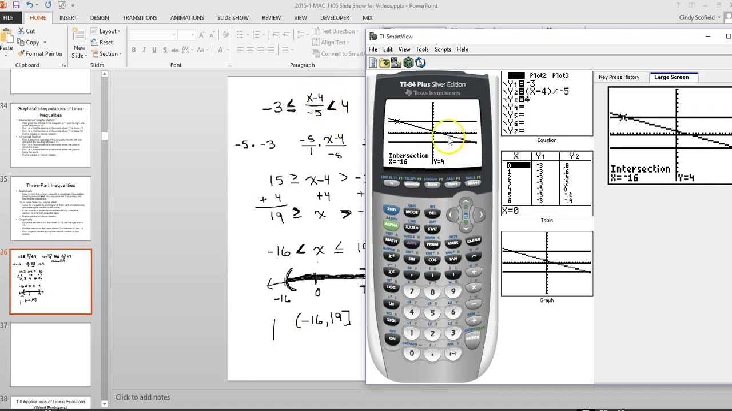The x minus 4 over negative 5, that's this line. And I'm just trying to see where it is sandwiched between the negative 3 and the 4. The negative 3 is this line, the 4 is that line. It's sandwiched in between from negative 16 to 19.